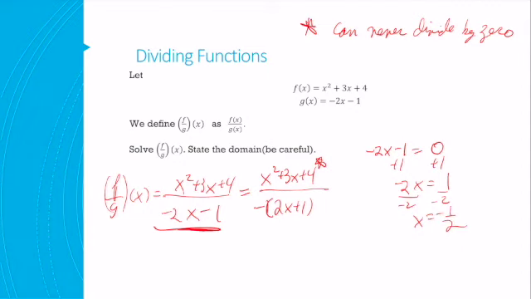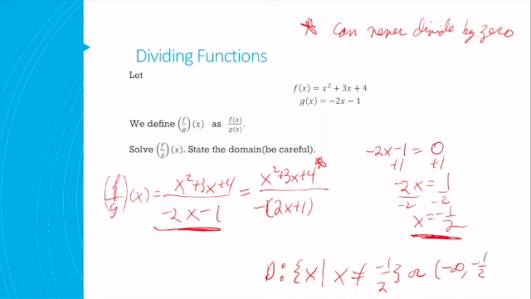Right? So this value cannot occur. This cannot be part of our domain. So our domain is going to be, if we wanted to write it in set notation, all values of x such that x doesn't equal negative 1/2. Or you can write it in interval notation. So my domain goes from negative infinity to negative 1/2. It skips over negative 1/2, and then it goes from negative 1/2 to positive infinity.